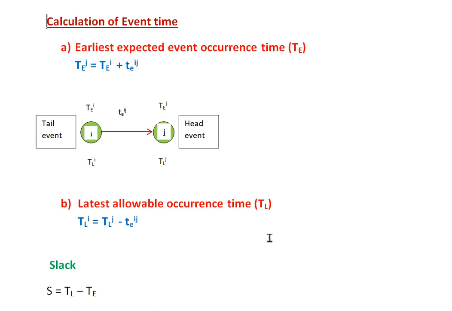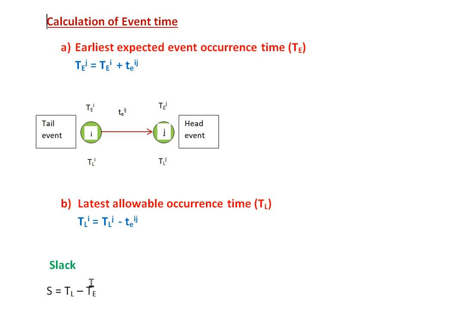And for the latest allowable occurrence time, which is represented as TL, the formula is: the latest allowable occurrence time of the tail event is equal to the latest allowable occurrence time of the head event minus the time duration. So what is the latest allowable occurrence time? It represents the time by which an event must occur without delaying the overall completion of the project.